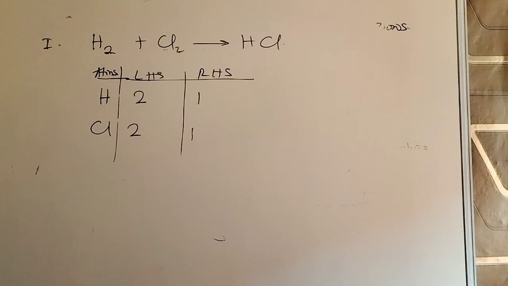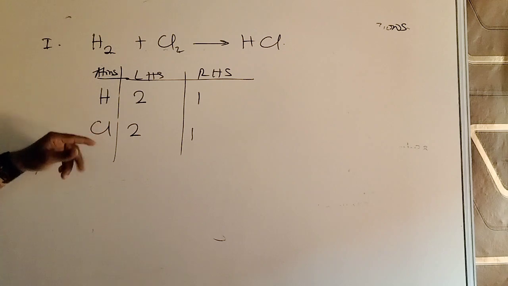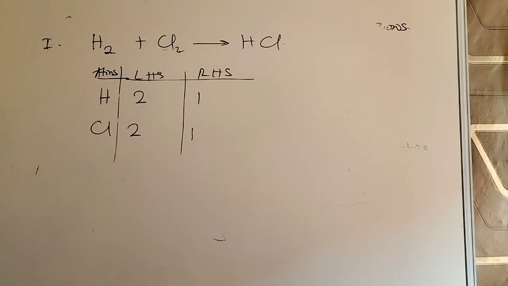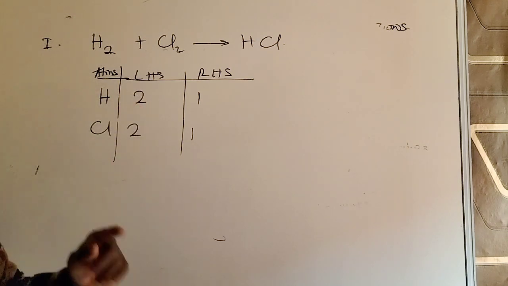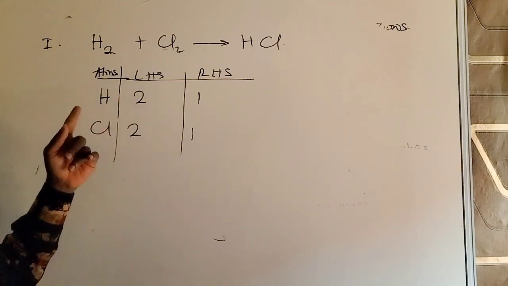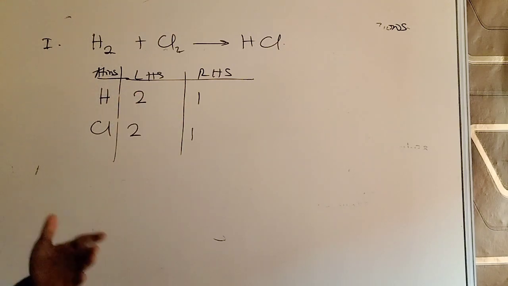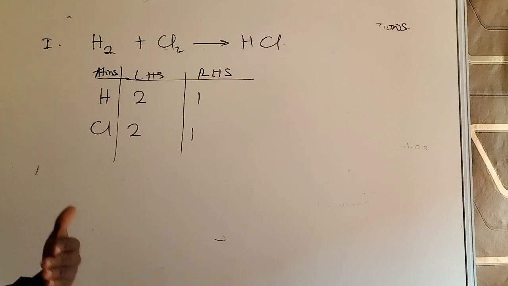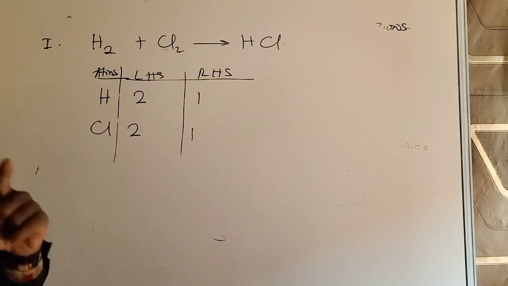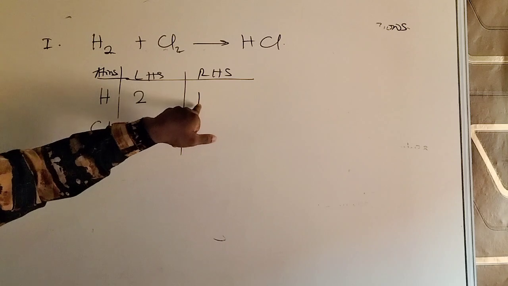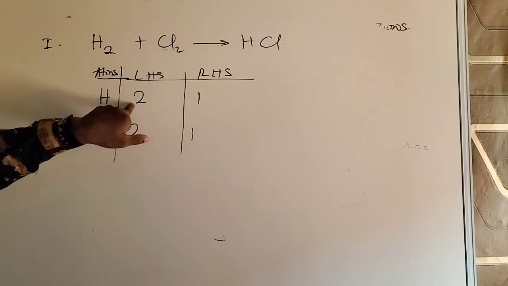If you want to balance an equation, what you do is inspect the table you have written and then look for the element that is not balanced. In this case, both of them are unbalanced, but you have to start with only one of them at a time. You don't balance the 2 of them at the same time. So let me take only one of them, hydrogen. To balance hydrogen, I'll ask myself, what number do I use?